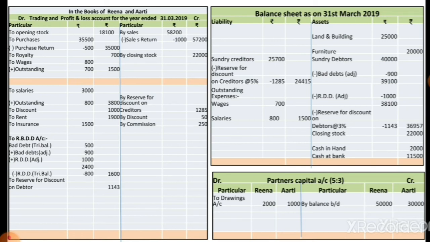So the total 12 months period is related to our current year, and the next 3 months, that is the remaining period, is related to the next year. So 3 months is the advance expenditure related to the insurance. That advance, which we call prepaid insurance, we deduct from the insurance amount. So from the profit and loss account debit side, we deduct the prepaid for 3 months, that is 300. How is it calculated? 1500 into 3 divided by 15.